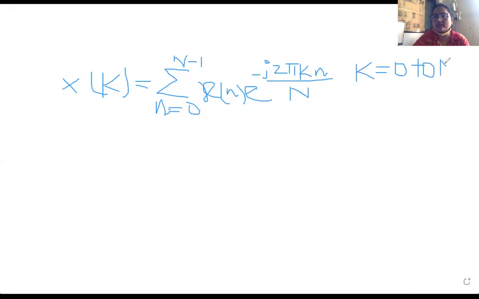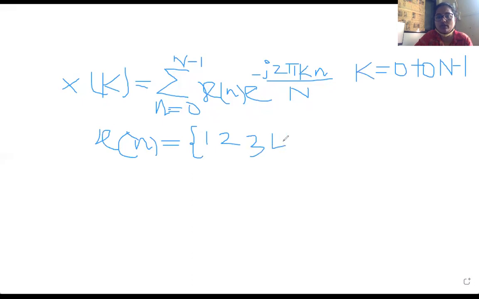We will solve one example so that you will understand how to apply this formula. Let us take an example. The input sequence x of n is equal to 1, 2, 3, 4. This is my sequence. Now I want to find the discrete Fourier transform of this signal 1, 2, 3, 4. This is x of n, which means this signal is in the time domain. Now I want to convert the signal into the frequency domain.